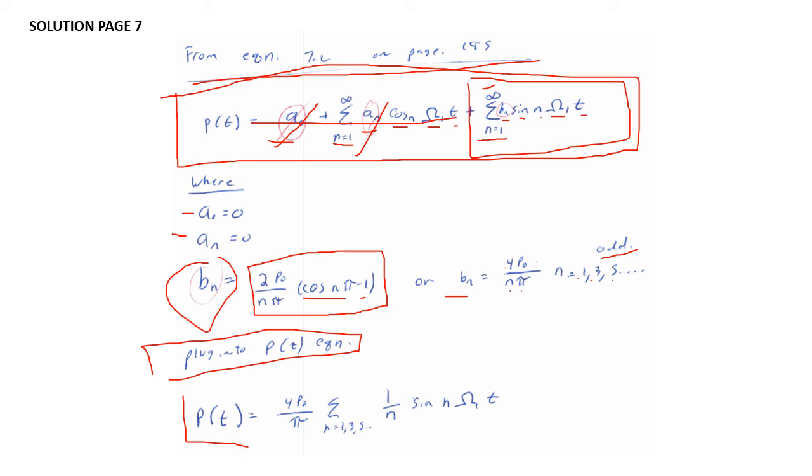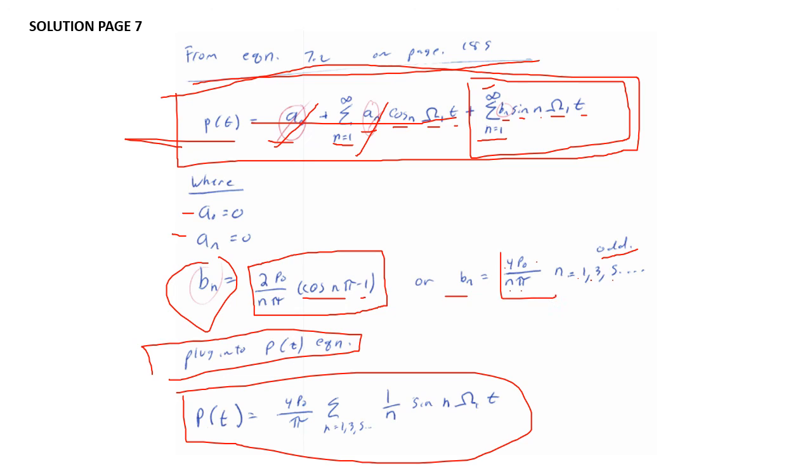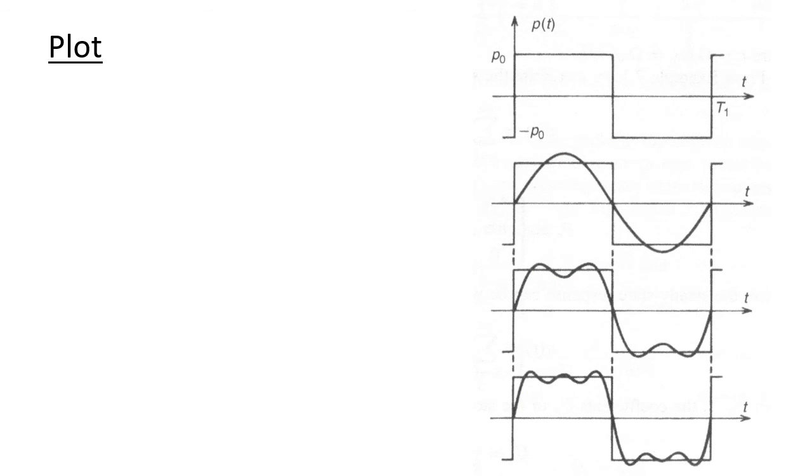So our p of t equation from up above here, now once we plug in our b sub n expression here, is p of t is equal to 4 p naught over pi times the summation from n equals 1, 3, 5 times our 1 over n times the sine of n times omega 1 t. We plot these out. So what we have over here for our values.